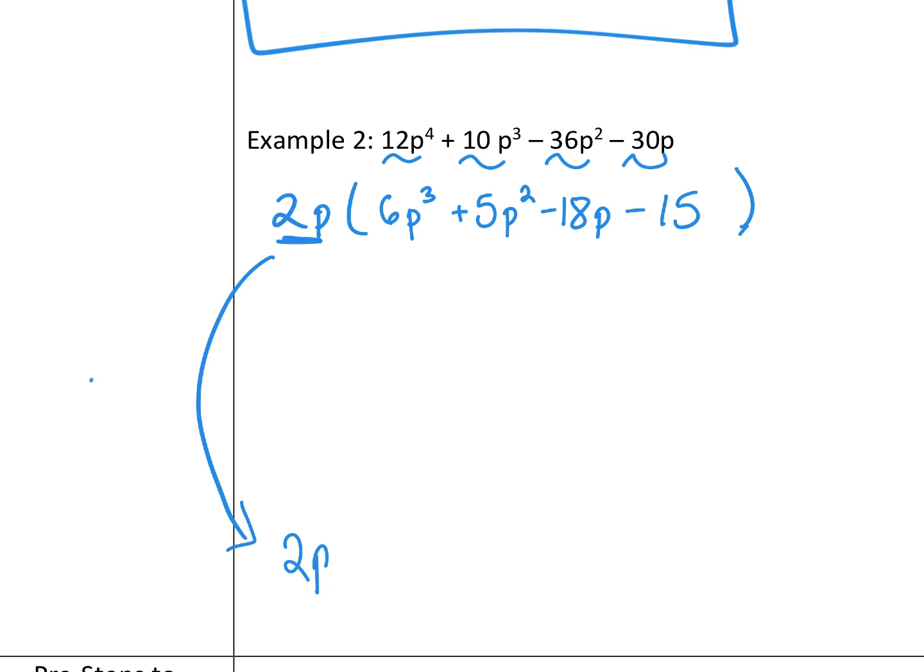And now what I want you to do is go and group these. Go and group the insides. See if you can figure this one out. So pause the video here. Work with somebody around you if you want.